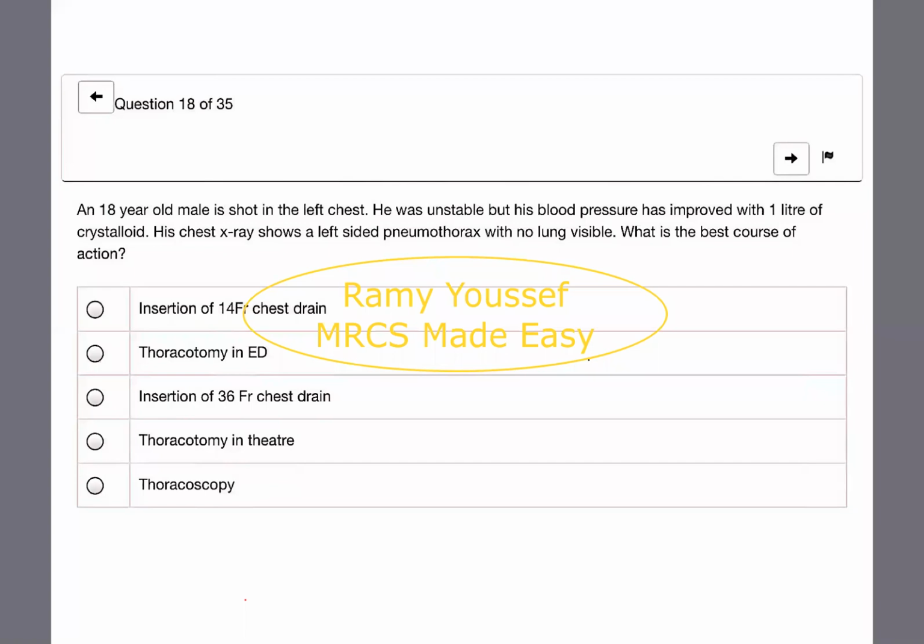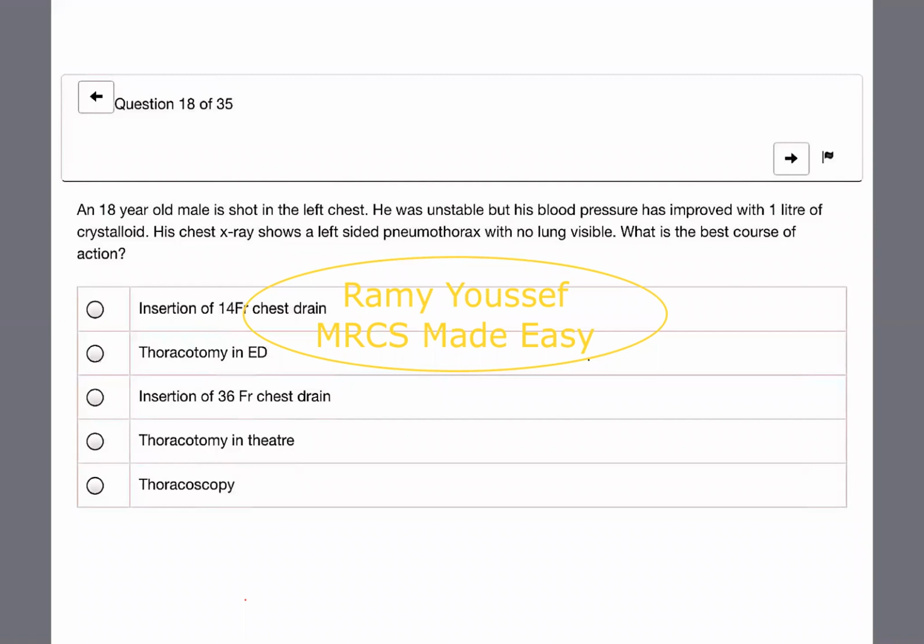An 18-year-old male is shot in the left chest. He was unstable, but his blood pressure has improved with 1 liter of crystalloid. His chest X-ray shows a left-sided pneumothorax with no lung visible. What is the best course of action? A, insertion of a 14F chest drain; thoracotomy in the emergency department; insertion of a 36F chest drain; thoracotomy in theater; then the last one is thoracoscopy.